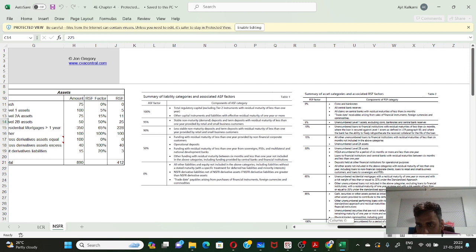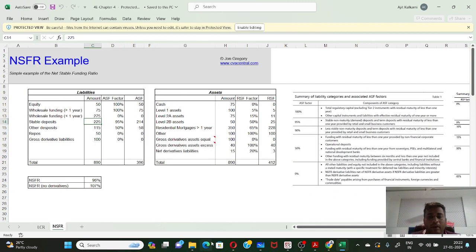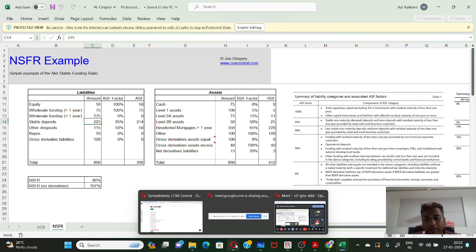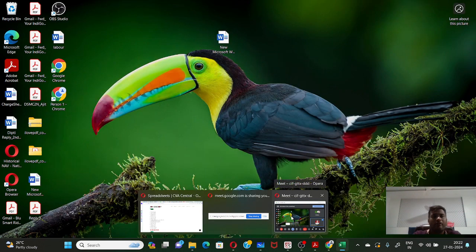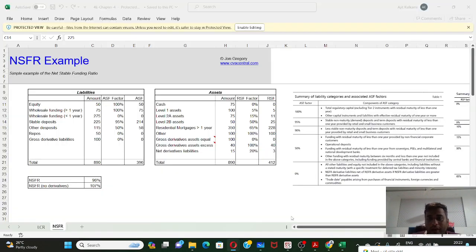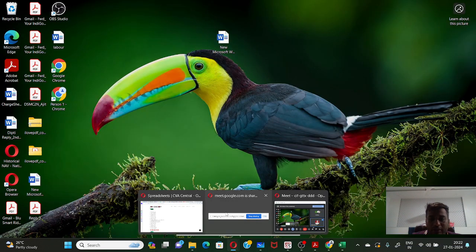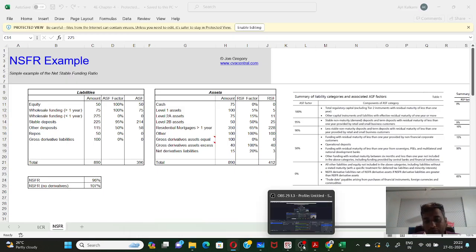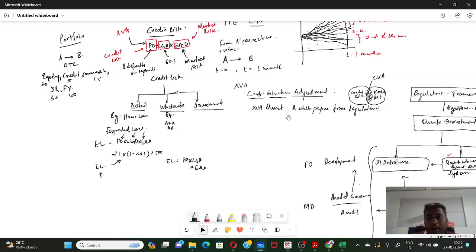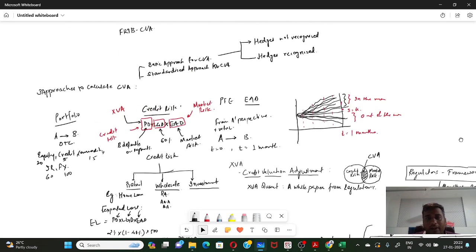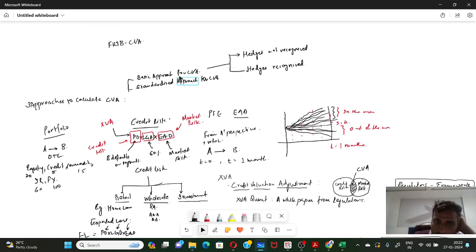Okay, so if there are no more questions, we'll close this call, because I don't want to start a new thing and end it in the middle without completing it. But given that we have a view as to what to do, by the next call I'll try from my end to understand the basic approach for CVA where hedges are not recognized, and then we'll try to do this calculation. Then we'll go to the hedges-recognized approach, and then to the standardized approach.